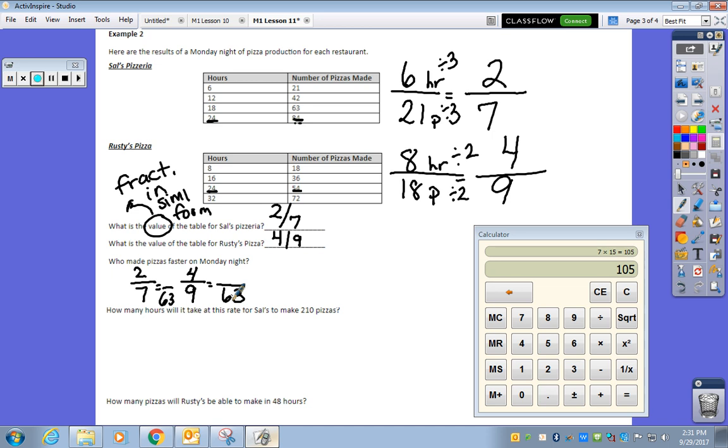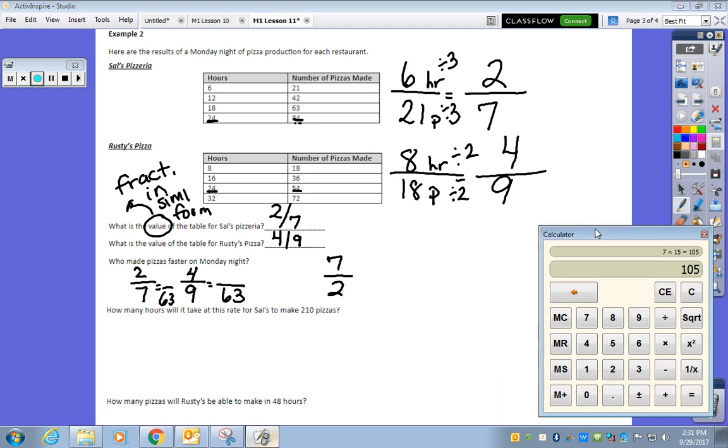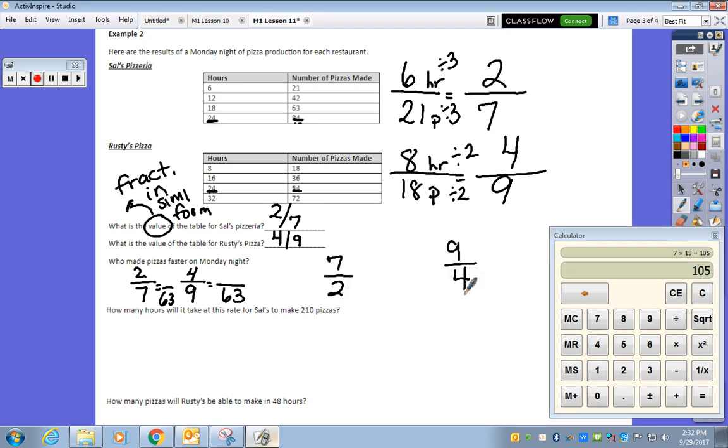Another way that you can do it is to scale them down to 1 and compare them that way. So for example, I'm going to just flip them to make the numbers a little easier. So I would do 7 for 2 and 9 for 4. This time the 7 is corresponding to the pizzas. The 2 is corresponding to the hours, so pizzas over hours, I just flip-flop them, and then I would scale it down to 1 hour.